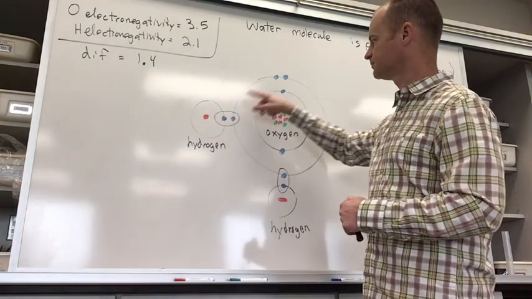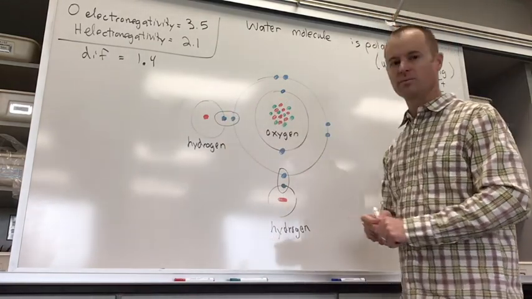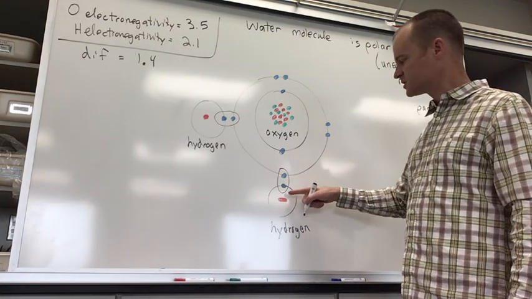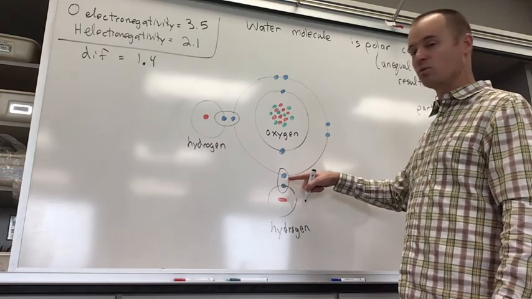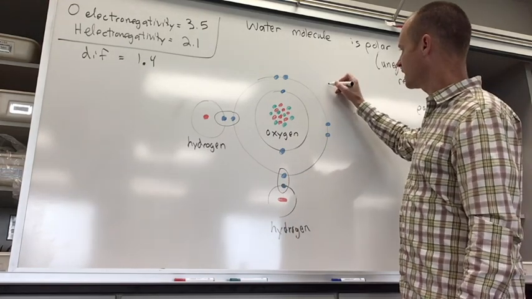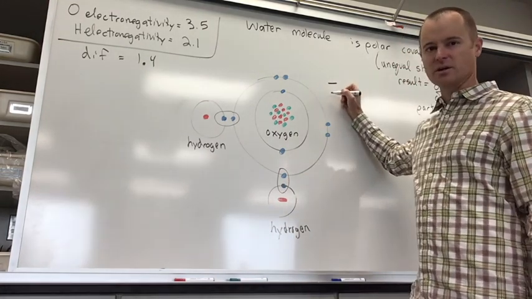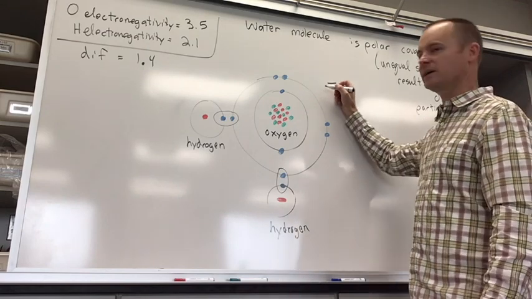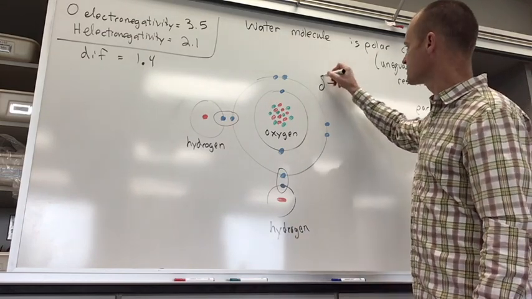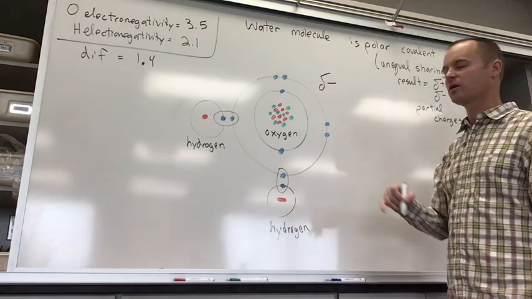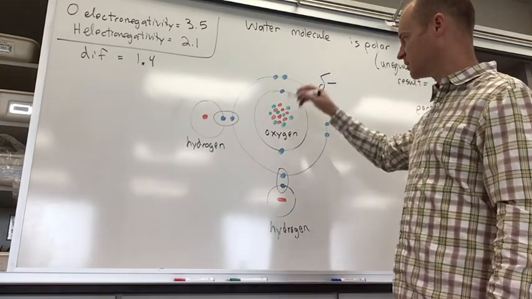And so because electrons are negatively charged, if oxygen has electrons spending more time around it, oxygen is going to have a slight negative charge. In order to show a slight charge, because that would be a full charge if I just left it like that, I have to use this symbol there. So oxygen has a partial negative charge in a water molecule.